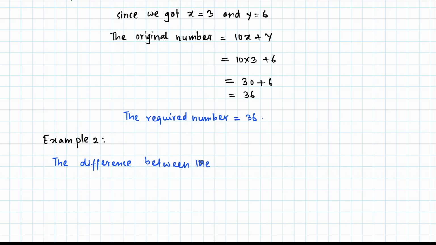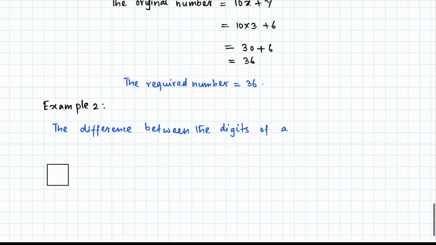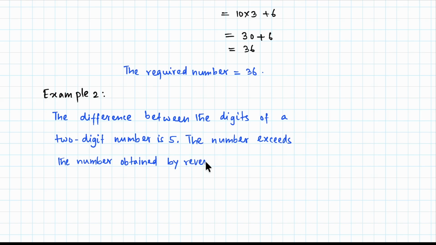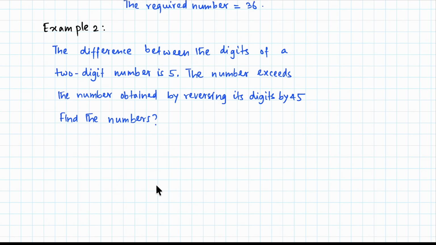Now the question: the difference between the digits of a two-digit number is 5. The number exceeds the number obtained by reversing its digits by 45. Find the number. So this statement is very important.